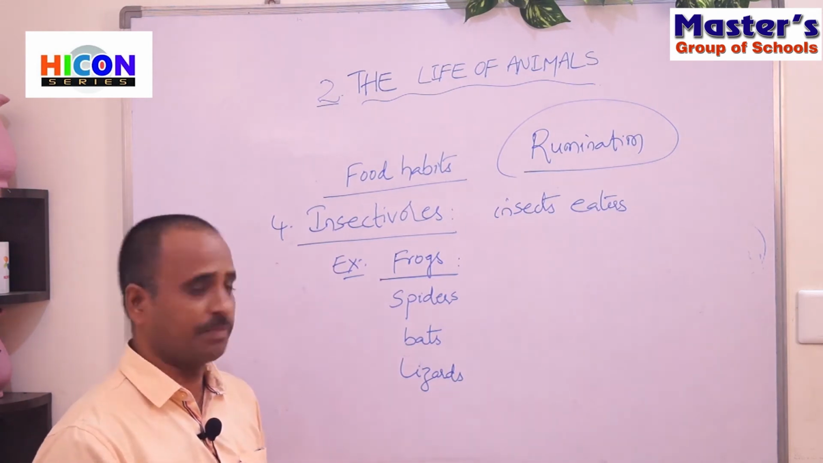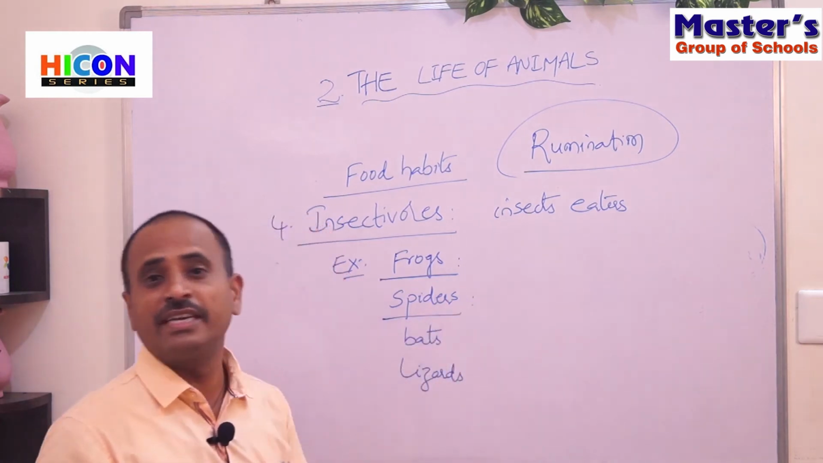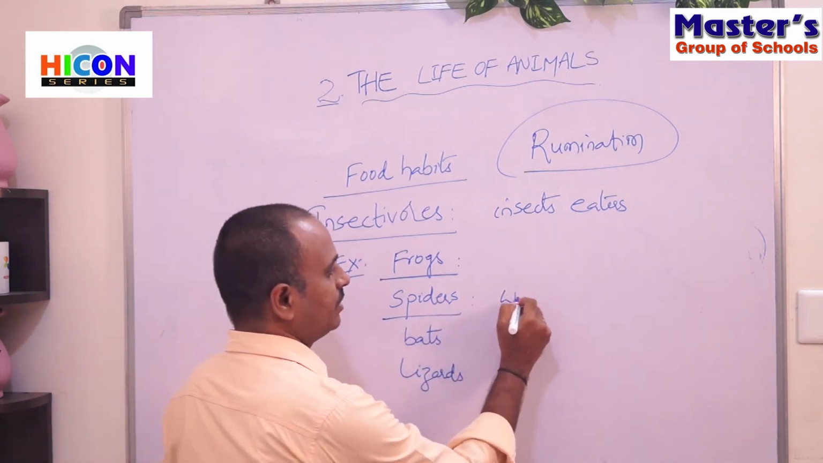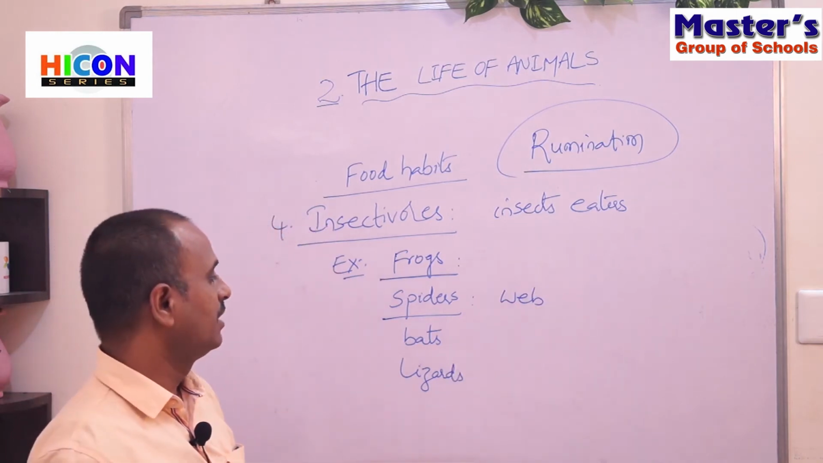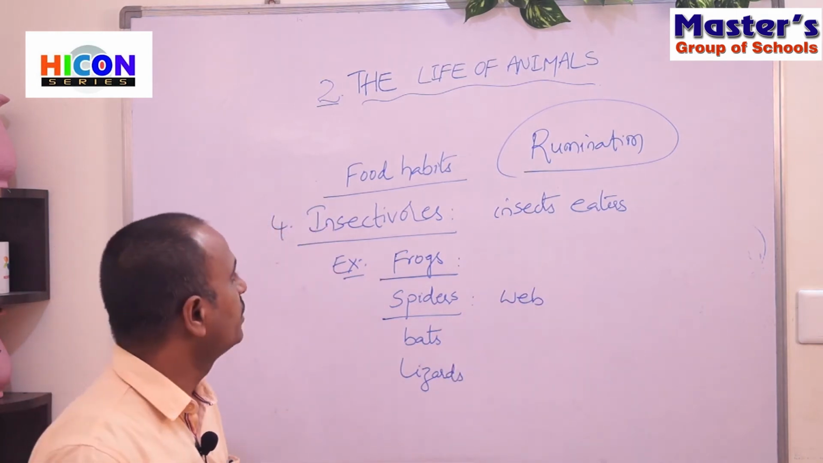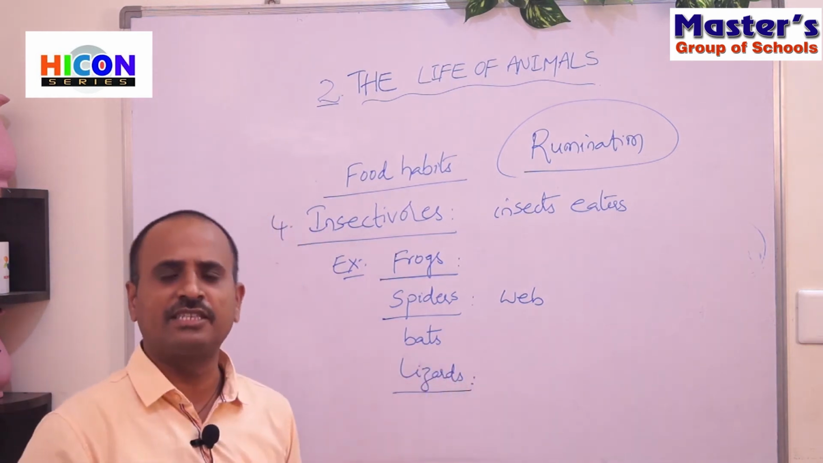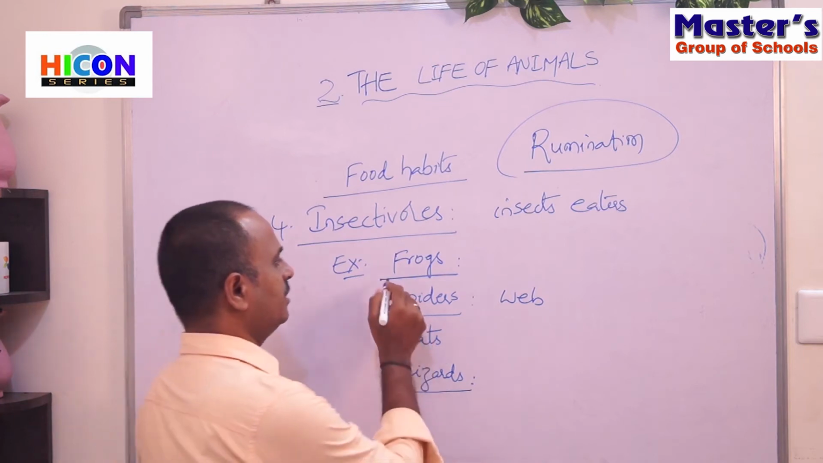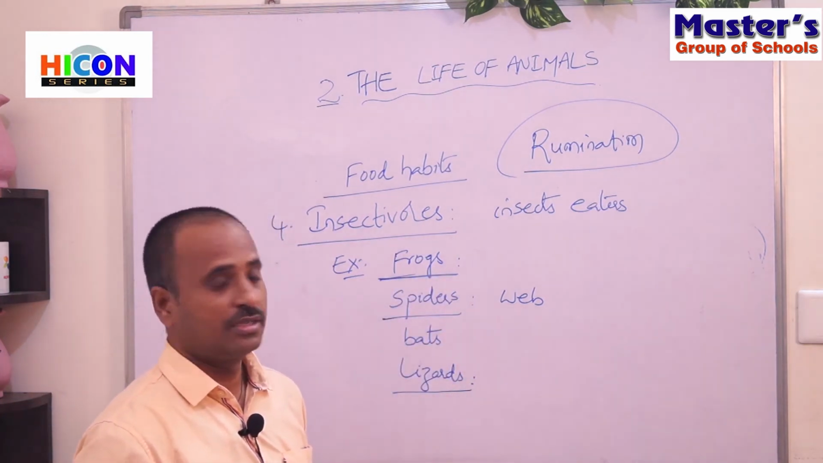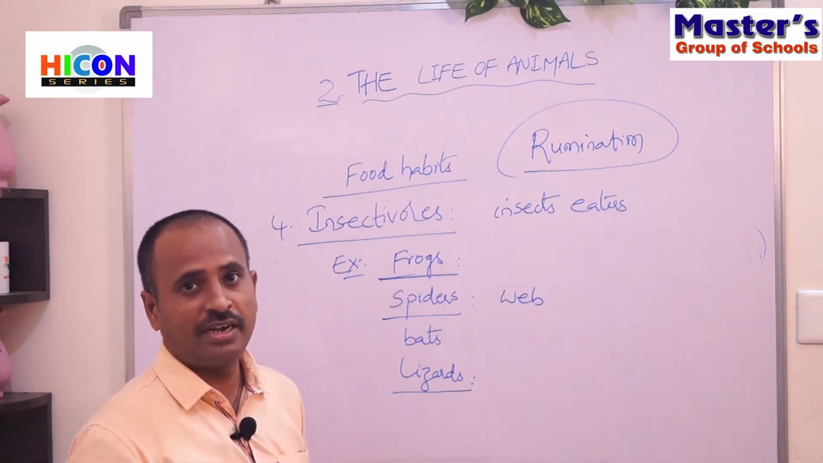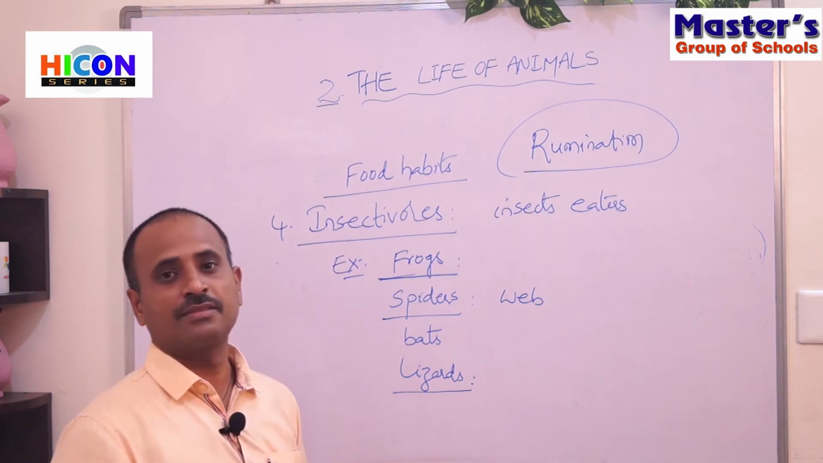In the same way, spiders trap insects in their webs, and bats also eat insects. In the same way, lizards also eat insects. So this is about frogs. See the picture, children, and there is a small video of how the frogs eat the prey.